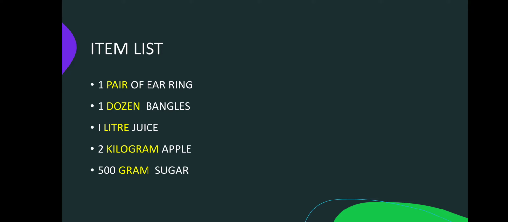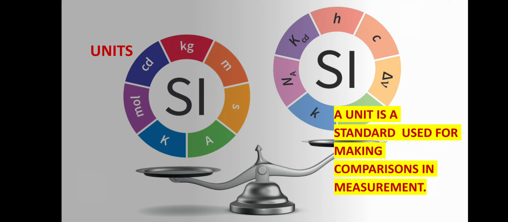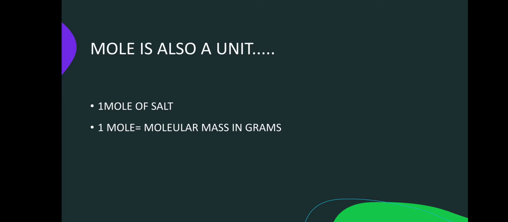Pair, dozen, liter, kilogram and gram. Yes, you are right. Those are units. So what do you mean by a unit? A unit is a standard used for making comparison in measurement. For comparing the measurement, we need a standard that is called unit. Mole is also a unit.